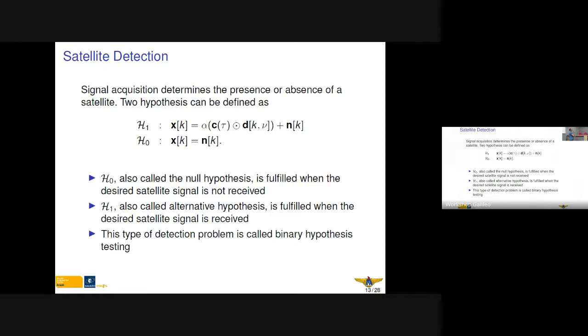Hypothesis 1: the satellite is present. So we have the hypothesis that X, our realization, is the signal of a satellite plus noise. If the satellite is not present, hypothesis 0 means that X is just noise. The hypothesis 0, also called the null hypothesis, is fulfilled when the desired satellite signal is not received.